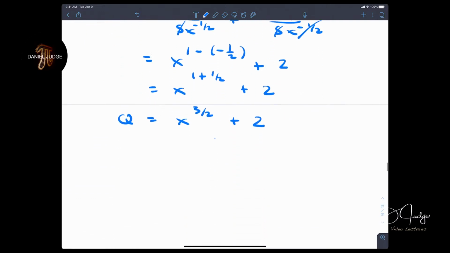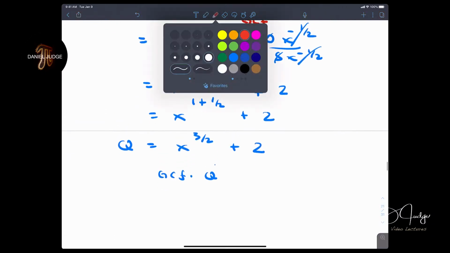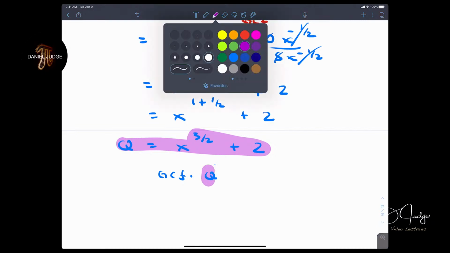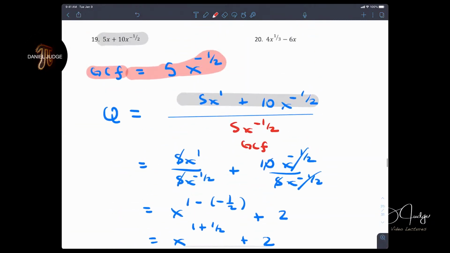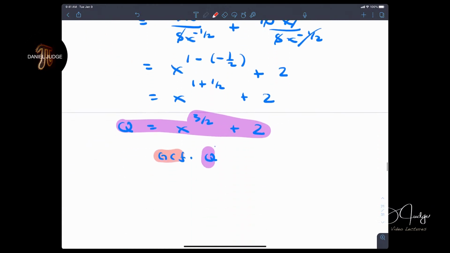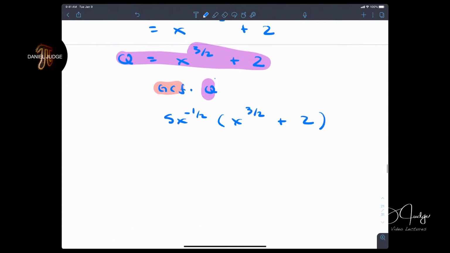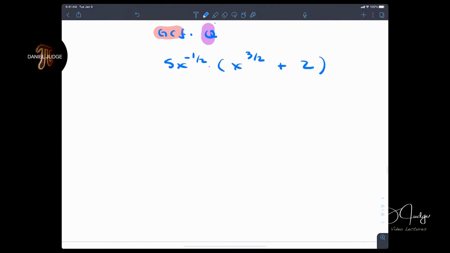And so remember, GCF times quotient. I think we did purple for the quotient. And we did red for the GCF. There we go. 5x to the minus 1/2 times x to the 3 halves plus 2. Okay, now you factored it.